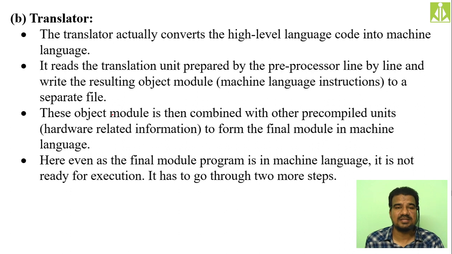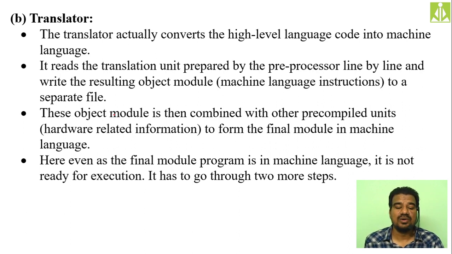So this is the translator's job: to convert the high level language instructions into machine language instructions. It reads the translation unit prepared by the preprocessor. I mean, whatever job we have done prior to this step, that complete job will be taken as an input to this translator. The preprocessor has prepared the translation unit, isn't it? The translator reads that translation unit line by line, and writes the result as an object module.